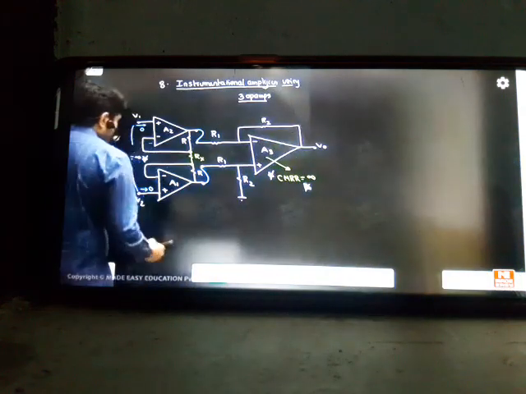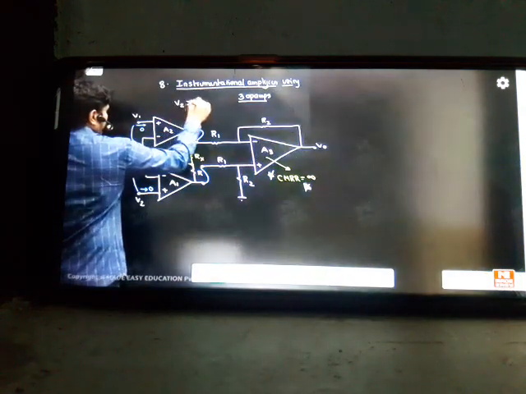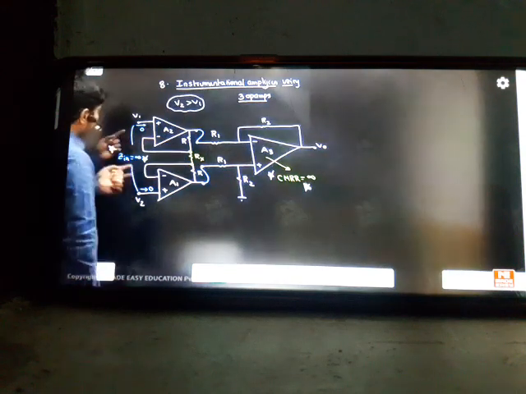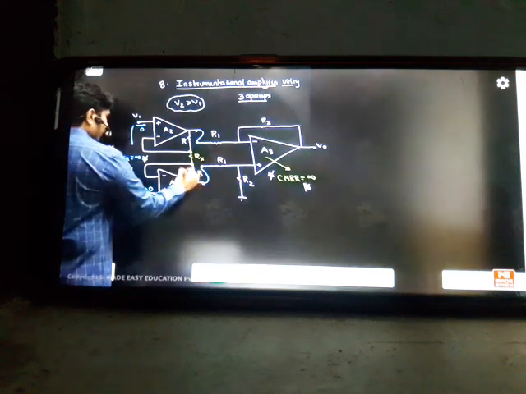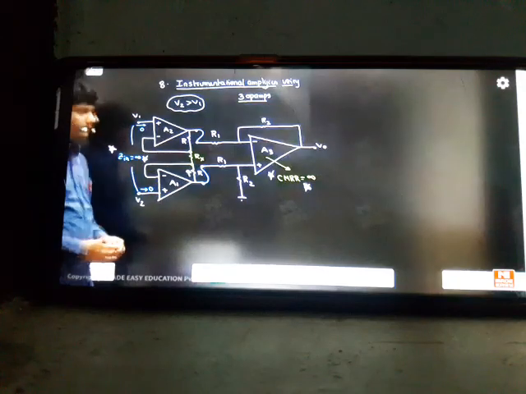Let us see. We'll assume that here V2 is greater than V1. We'll assume that the V2 voltage is greater than the V1 voltage. When this is greater, I think the current will start to flow this side. From here the current will start to flow. High current is coming from here.